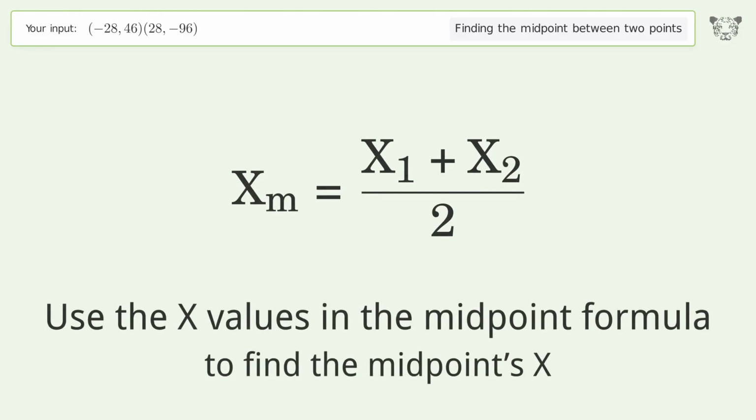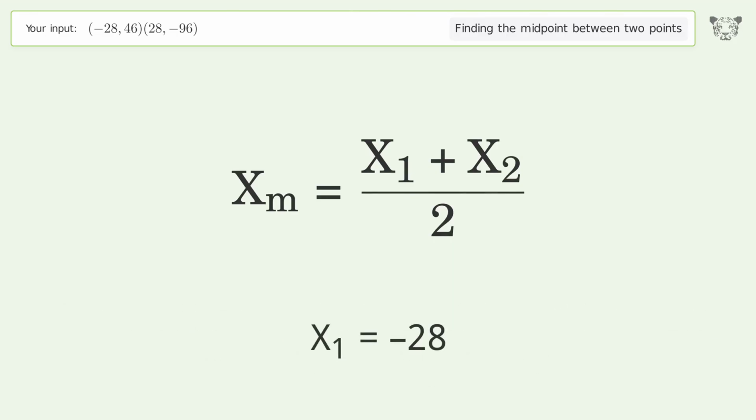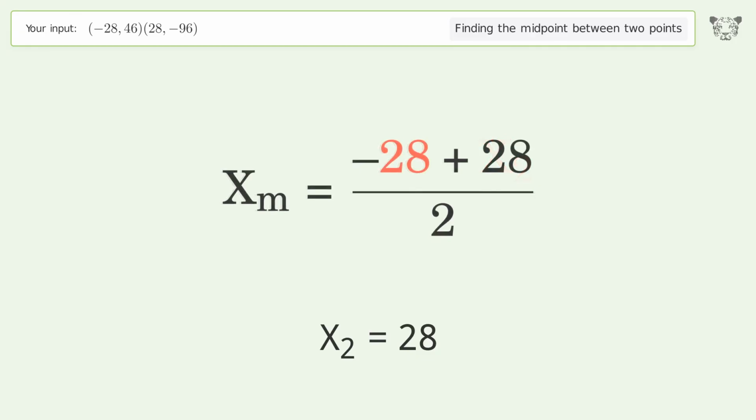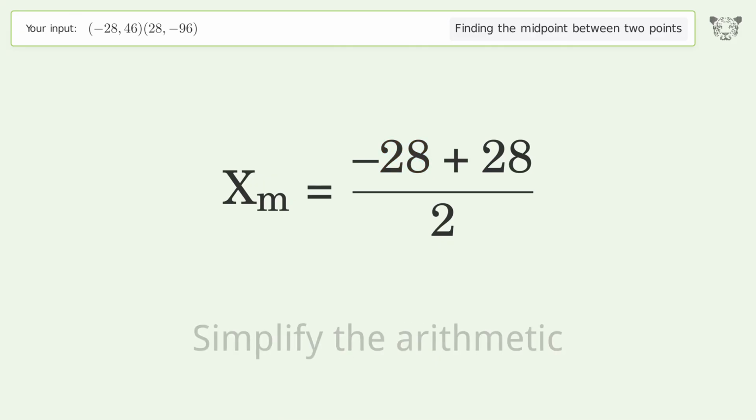Use the x values in the midpoint formula to find the midpoint's x. x1 equals -28. x2 equals 28. Simplify the arithmetic.